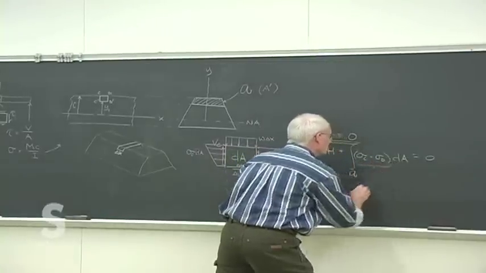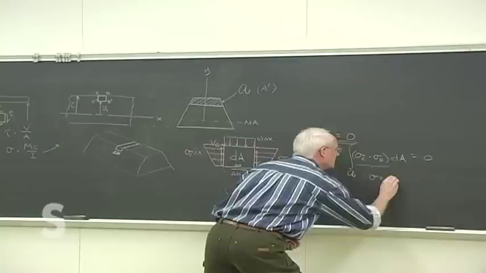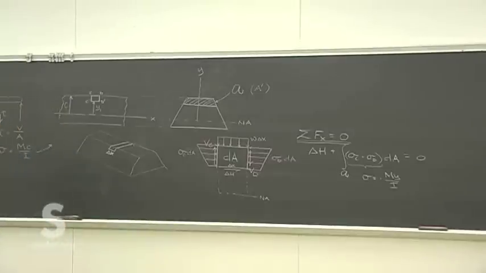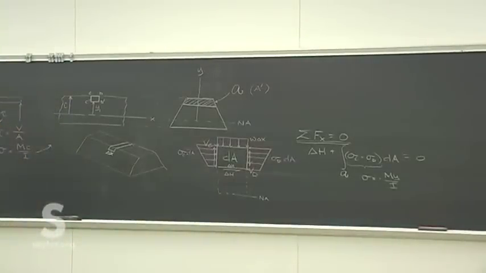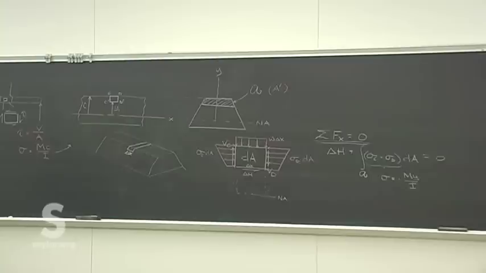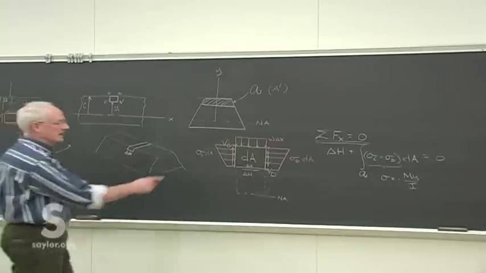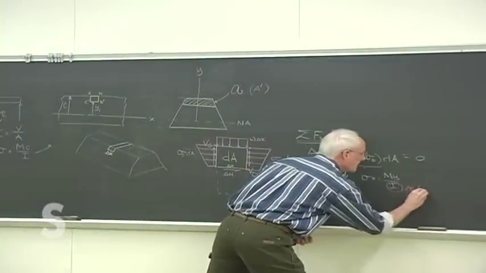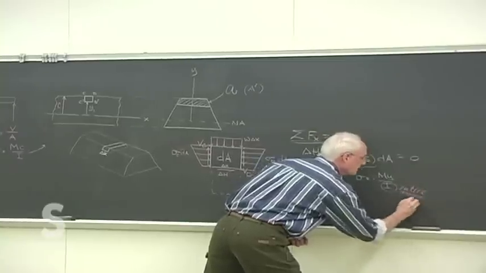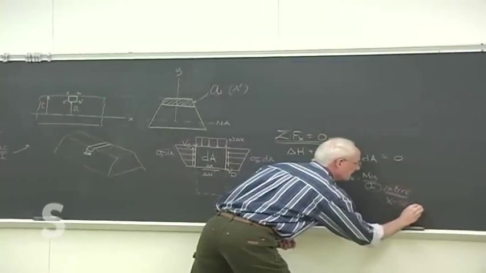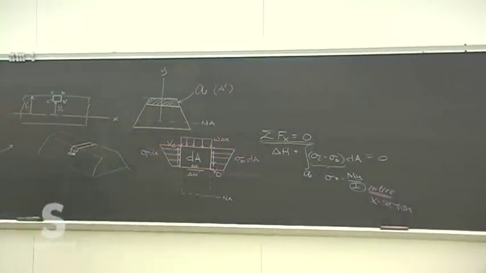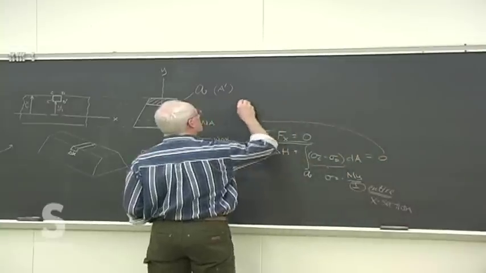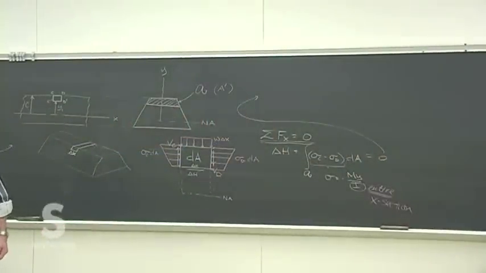because this part here, remember that sigma equals minus My over I. The normal stress at any place is a function of the bending load M, the position across the interface, and the cross-sectional moment of inertia. So this is for the entire cross-section here, that I. But that's what we established last week, so that's nothing new. But we can put that in here so that now we can solve for this delta H.